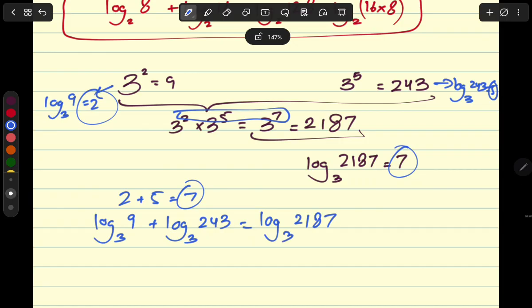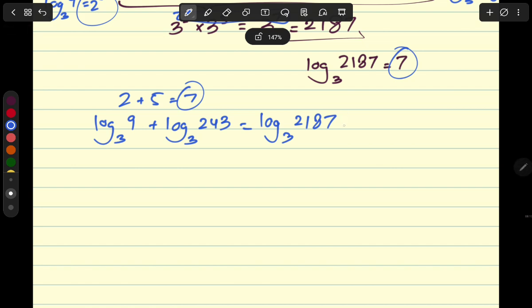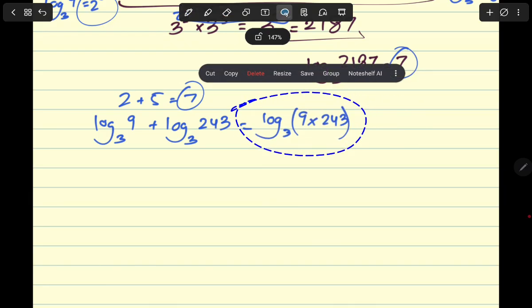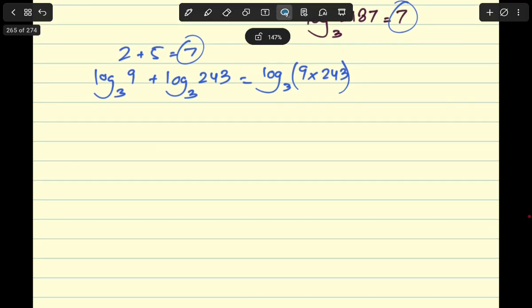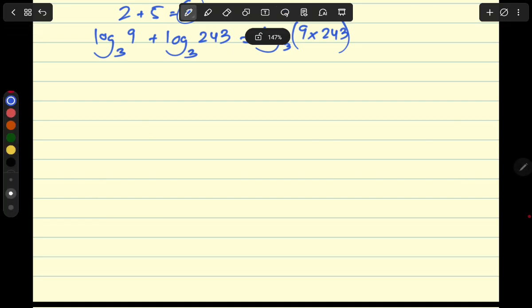Now, can you see that 2187 was the product of 9 and 243? So log of 9 times 243 to the base of 3. And if I remove this, you will see the connection right away. This isn't happening because we got lucky. It's happening because exponentials already behave like this. Now that we have done a proof using actual numbers, let's do a general proof so that you know it is true for any numbers.